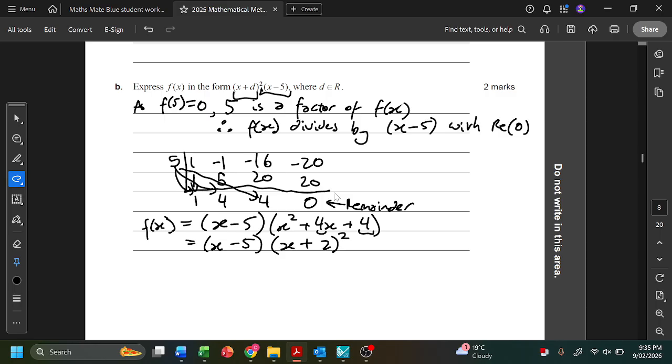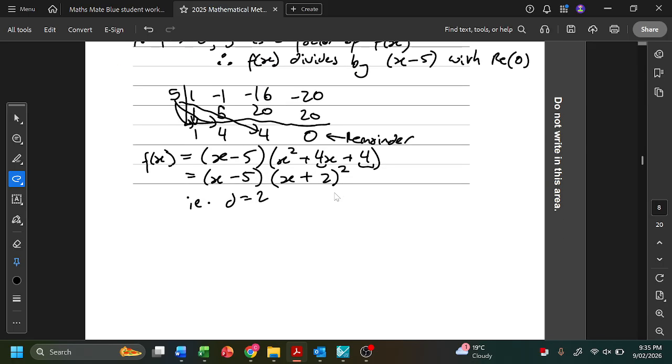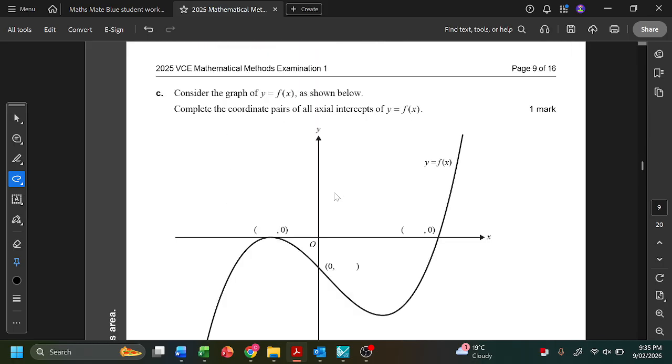And therefore, we can see that if we're wanting to write it in this form, we can say that d is equal to 2 in the way that it's been written there. And that's allowed us to factorize that fully. All right, let's jump forward and look at the next one.